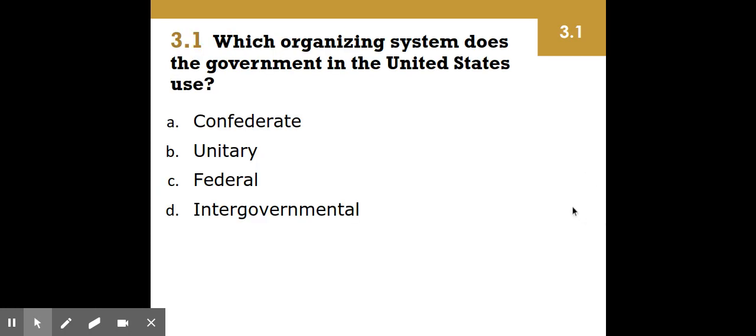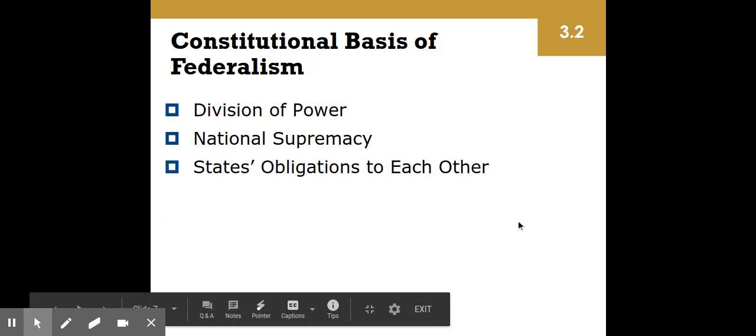So, which organized system does the government of the United States use? You have a federal system, but the reason why it's referred to as intergovernmental is because they make such an effort to share as much as possible and include local government. But also for this question, if intergovernmental wasn't there, it would also be considered a federal system.